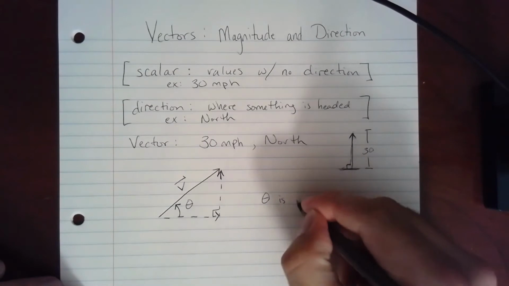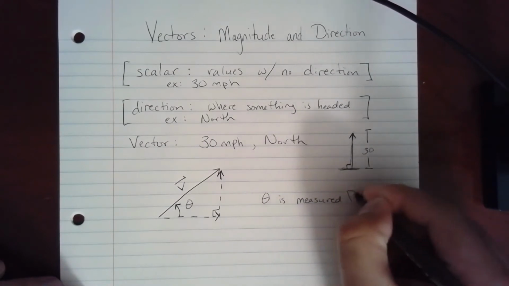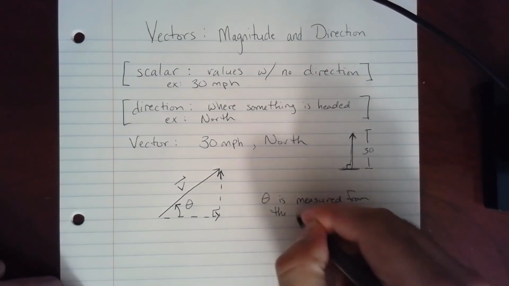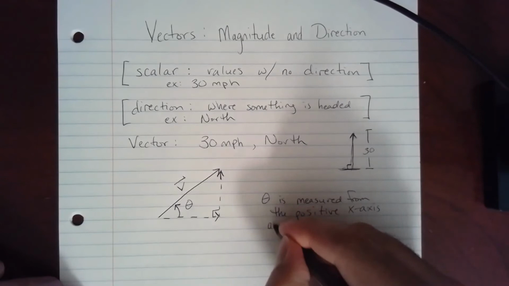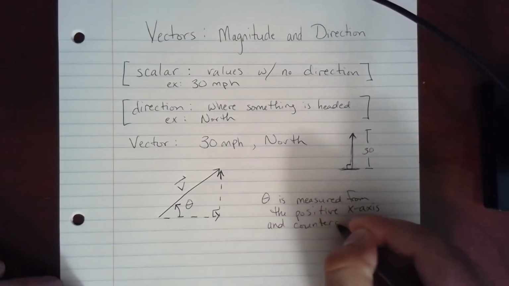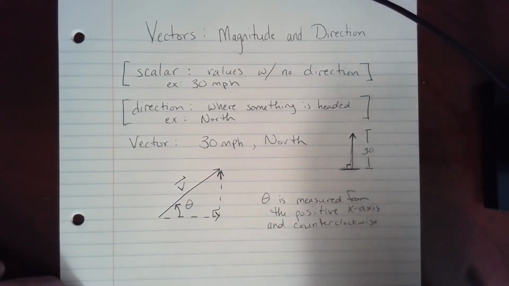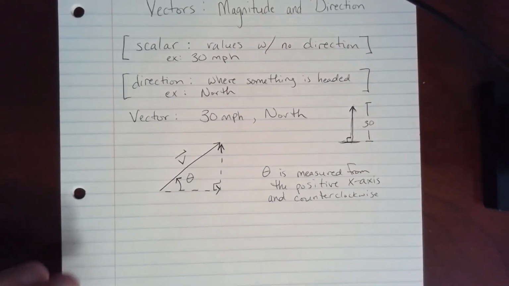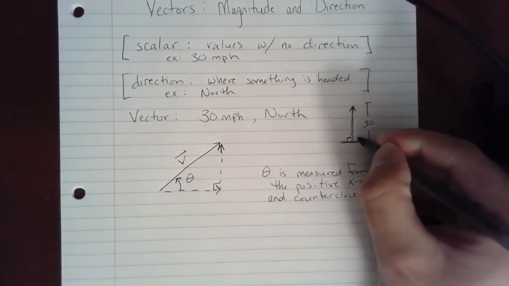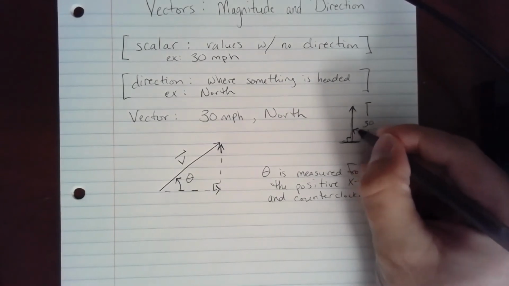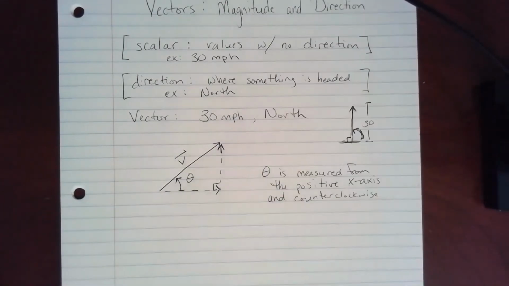Theta is almost always measured from the positive x-axis and counterclockwise. I'll make that note here. It's really important to note that because if they give you no other directionality or no other way to talk about it, so for example here, instead of saying 90 degrees, I said north. So notice that if I go from the positive x-axis and I head in this direction, that would be a 90-degree angle. So I could have said 30 miles per hour, 90 degrees, but instead they said north.